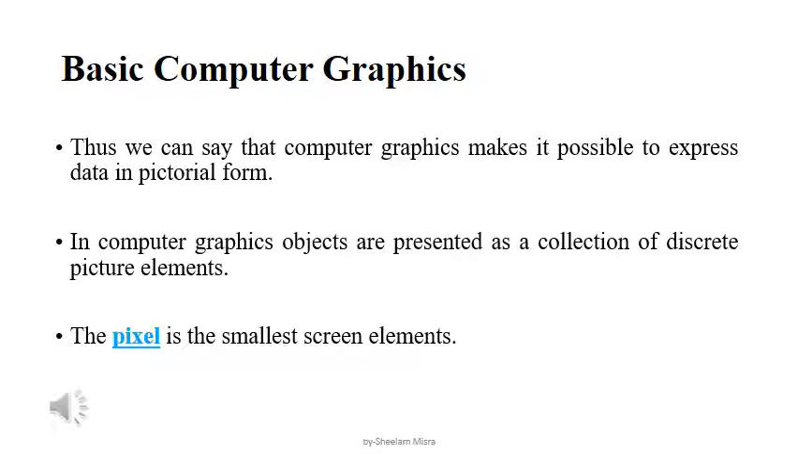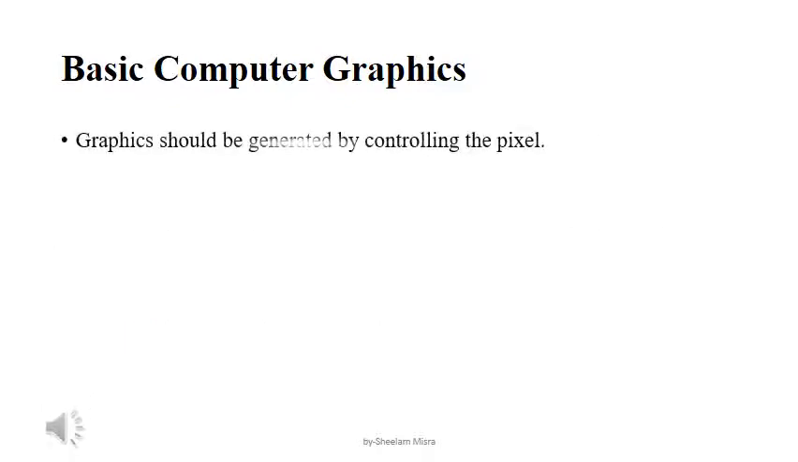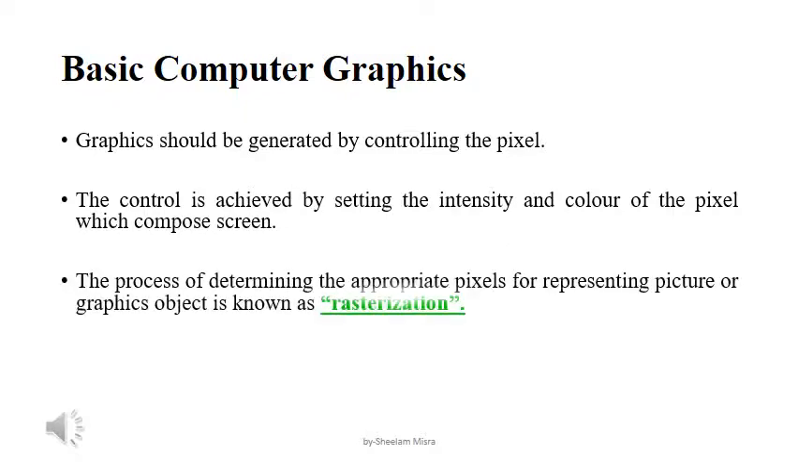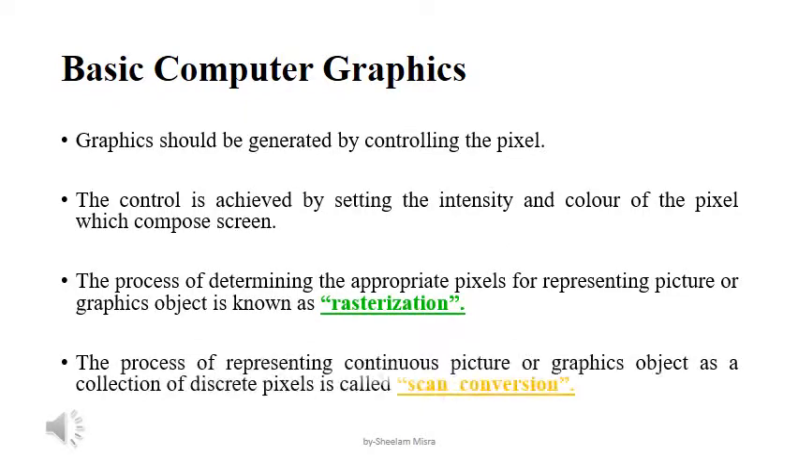Computer graphics objects are presented as a collection of discrete picture elements. The pixel is the smallest screen element. Graphics should be generated by controlling the pixel. The control is achieved by setting the intensity and color of the pixels which compose the screen.